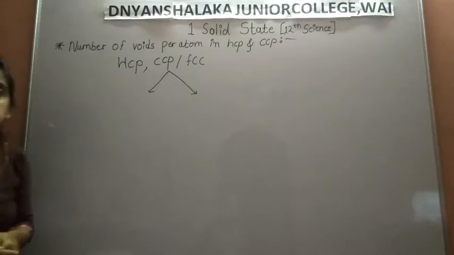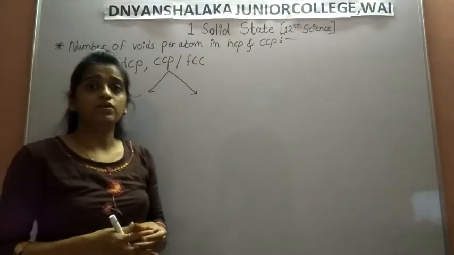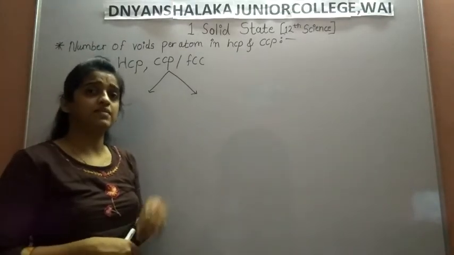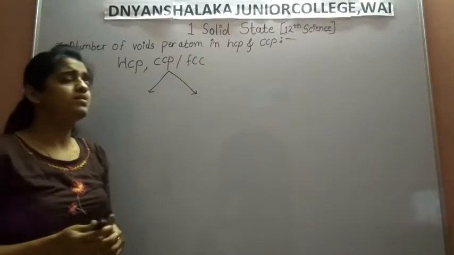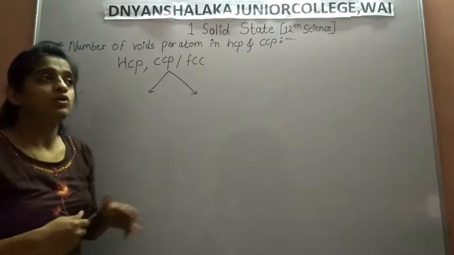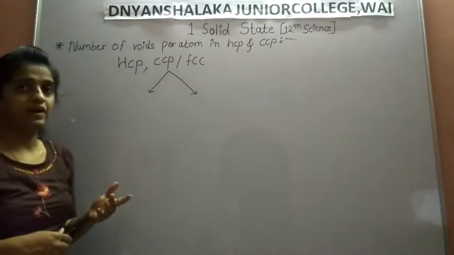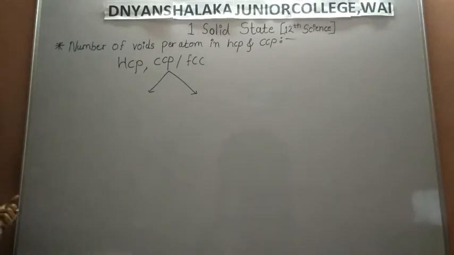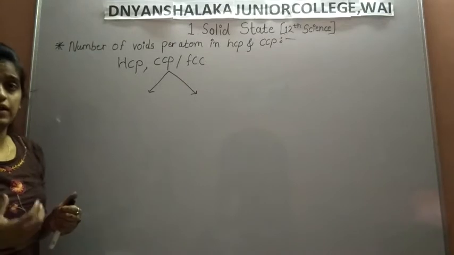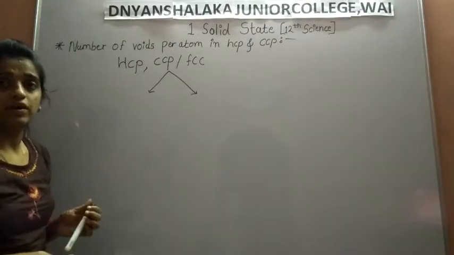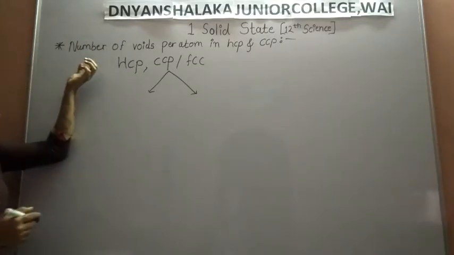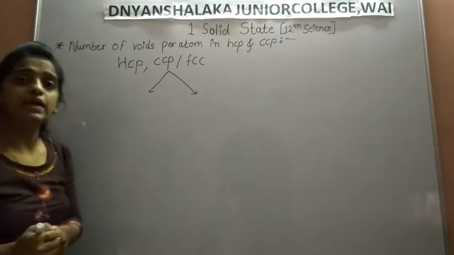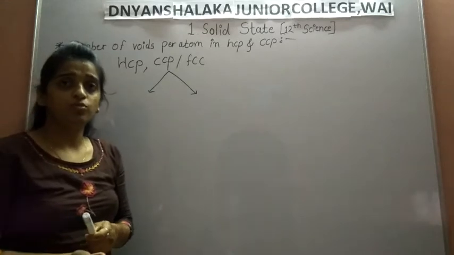In the last lecture we studied three-dimensional packing of constituent particles. We discussed one-dimensional, two-dimensional and three-dimensional packing, and the three types of packing in three dimensions: hexagonal close packing and cubic close packing, and also the coordination number. In this lecture we discuss the number of voids. Void means empty spaces between the spheres.